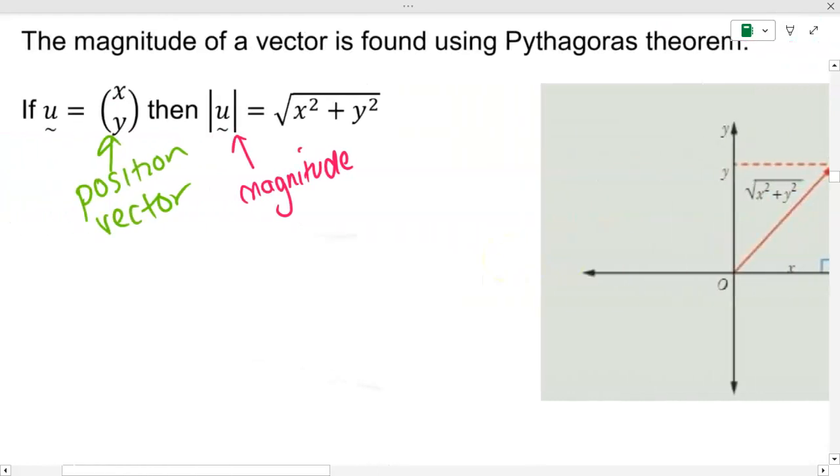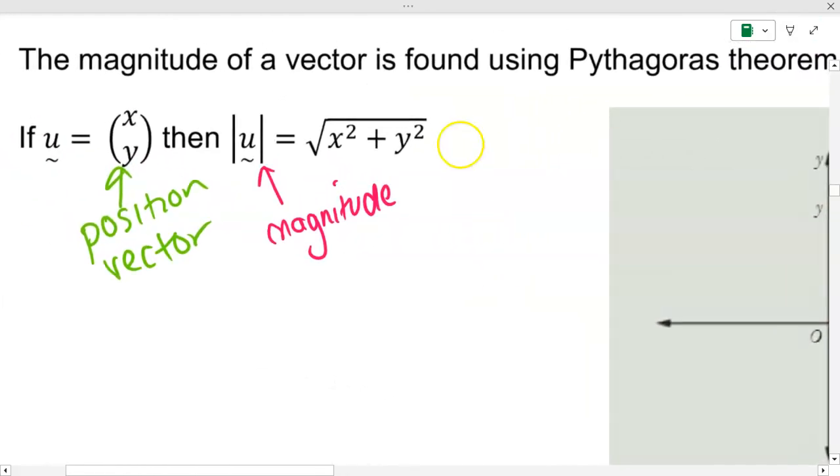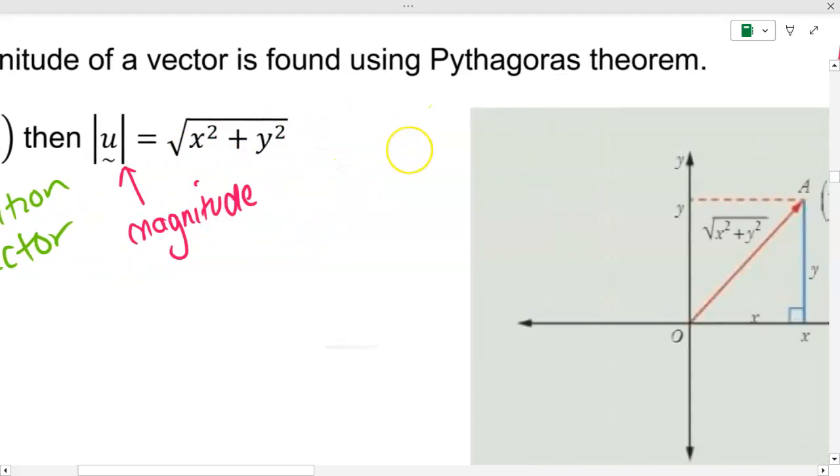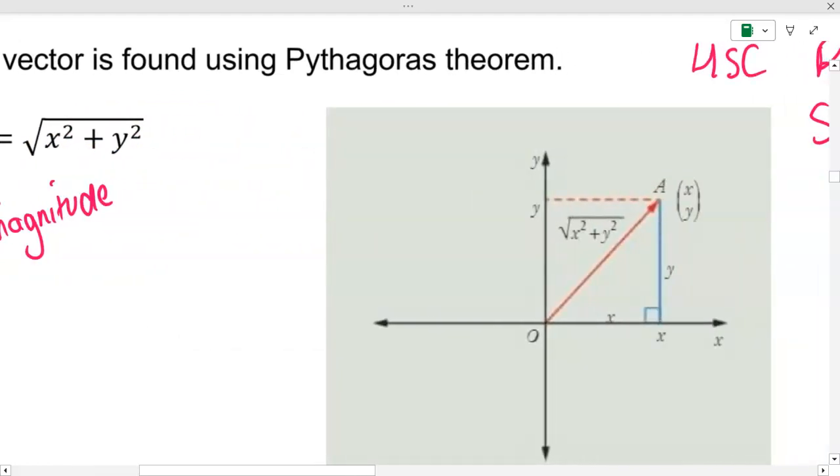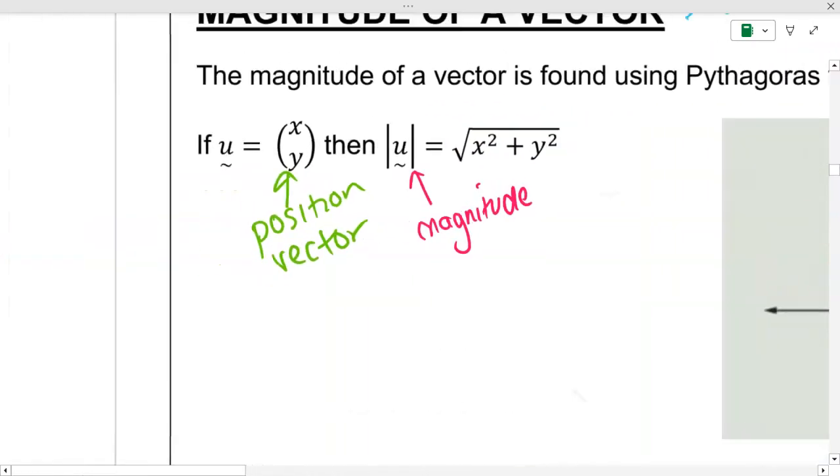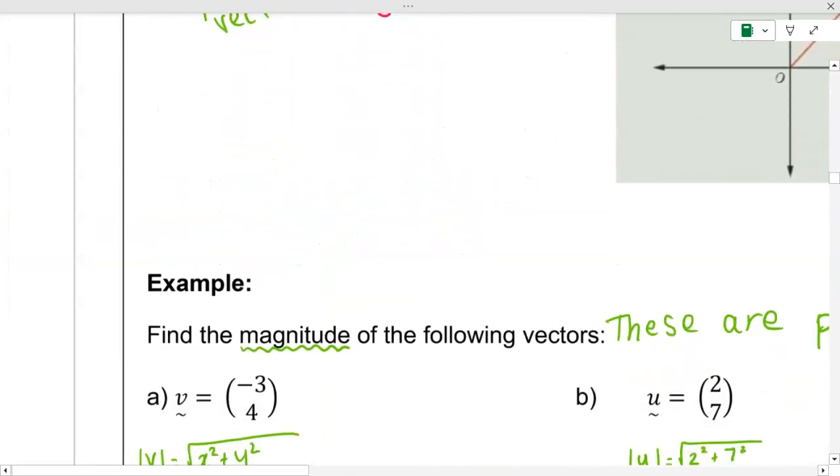And that's called the magnitude of our vector. So we write the magnitude of a vector, or the size of a vector, or how big our vector is, as the square root of the x squared plus the y squared. And that's our x and y on that diagram over there. And that formula is given to us in our HSC formula sheet. So a nice easy one.